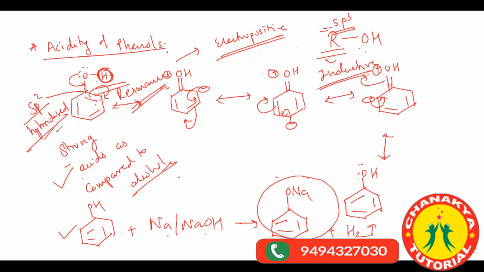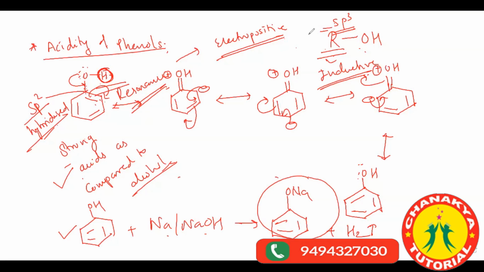Due to delocalization, phenol shows a more acidic character, whereas alcohol shows a less acidic character, as the OH group is attached to sp3 carbon. And in phenol, your OH group is attached to sp2 hybridized carbon. Clear? If you have any doubt, anything in your mind, please let me know. Any point you have not understood, then I'll explain it again.